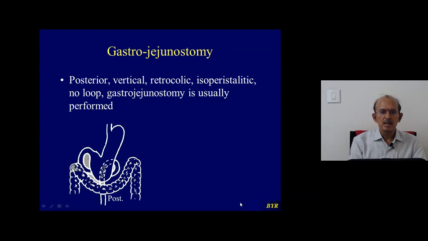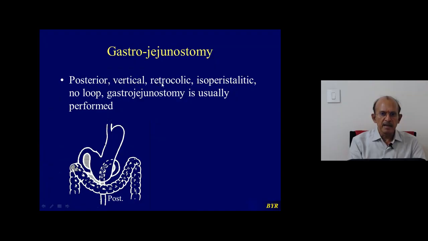Gastrojejunostomy. You can see here, this is the stomach, this is the duodenum. The duodenum passes retroperitoneally like this, and this is the duodenojejunal junction. So the most proximal part of the jejunum is anastomosed to the posterior wall of the stomach. It is done vertically. That means the jejunum is placed vertically on the posterior wall of the stomach and anastomosed. It can be placed horizontally, vertically, or obliquely, but the preferred position is the vertical position.